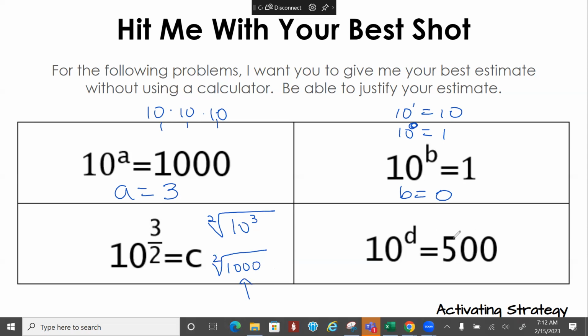Now, what about this one? A little harder. 10 to what power would give us 500? We see that this number out front is no longer 1. That makes our job a little bit harder, right? Well, we know that 10 to the first power is 10. 10 to the second power is 100. 10 to the third power is 1,000. So D is going to have to be in between about 2 and 3, right? So 2.5-ish. Logs are going to help us with trying to find them. So we're going to say it's roughly 2.5.